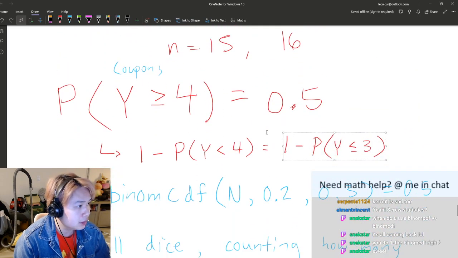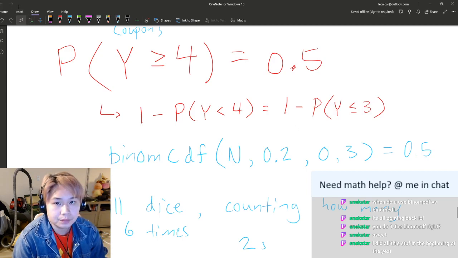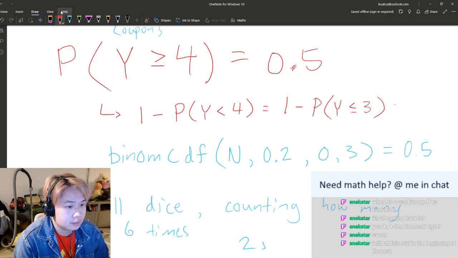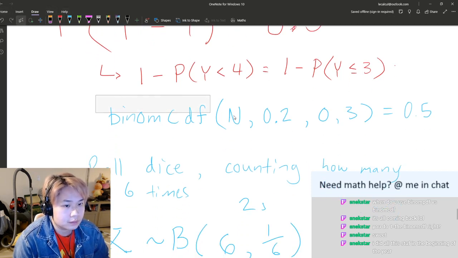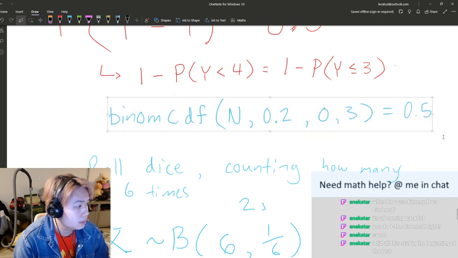So back to this one. What was I doing? Okay, 4 coupons is 0.5. So then I did all this stuff in the beginning of the year, and assuming you haven't reviewed it yet. Okay, so then I need to find out when this is 0.5 and then solve for the smallest n.